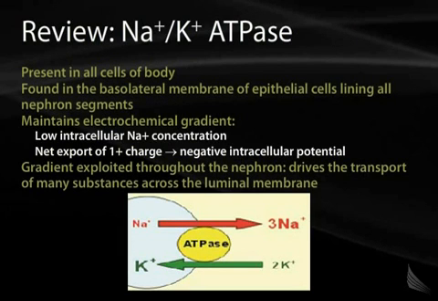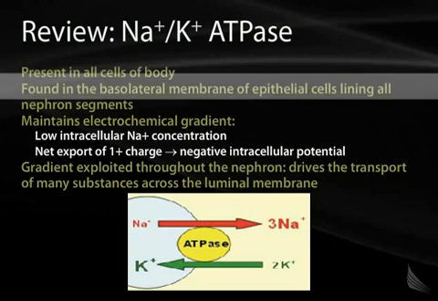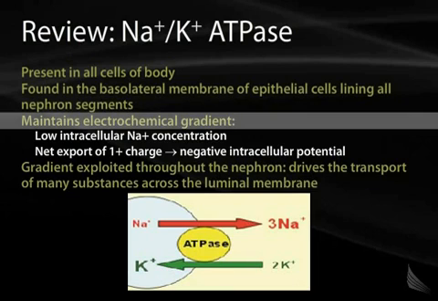Just a brief review of the sodium-potassium ATPase. It is the most ubiquitous transporter. It is present in all cells of the body. It is found in the basolateral membrane of the epithelial cells lining all the nephron segments, and it maintains the electrochemical gradient necessary to facilitate reabsorption of substances. 3 sodium ions are transported out, 2 potassium ions are transported in. This is an energy-dependent process.